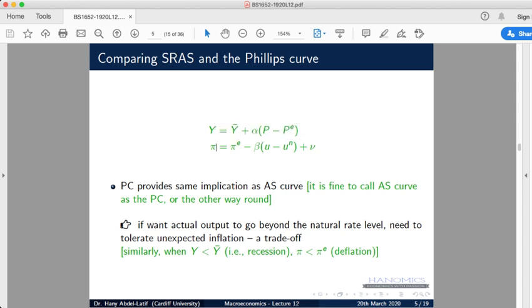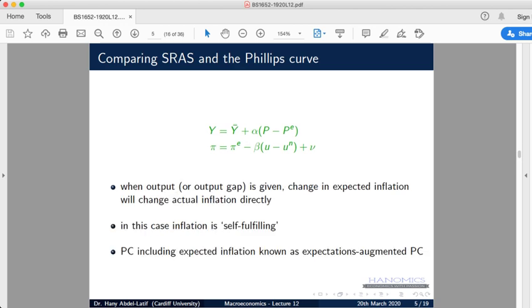So this is again some implication, or things that we learn now by comparing these two curves more closely. When the output gap or output level is given, at any given output gap or output level, changes in expected inflation will change actual inflation directly. So if we take this as given, or it doesn't change, then any changes in expected inflation will be translated directly into changes in the inflation rate.